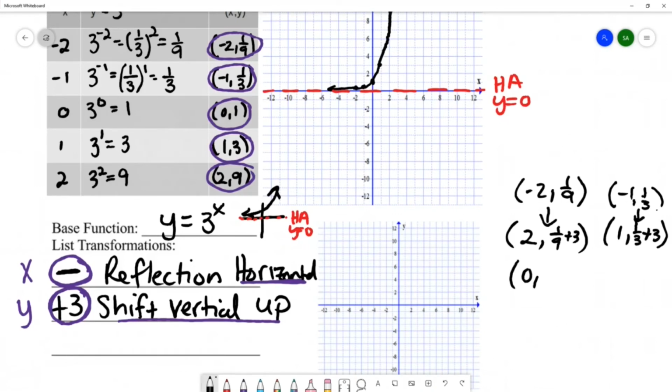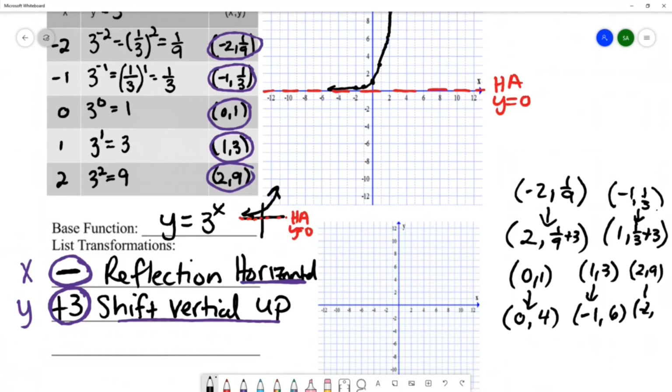The point 0, 1, well, the x is 0, the opposite of 0 is still 0, and if you add 3 to 1, you get 4, so that point will move to 0, 4. The point 1, 3 will become the opposite x, and add 3 to 3, and you get 6. And then the point 2, 9 will be -2, the opposite x, and add 3 to get 12.